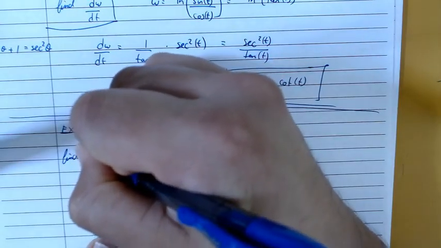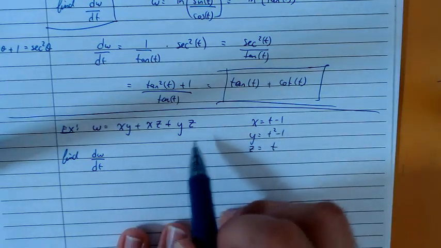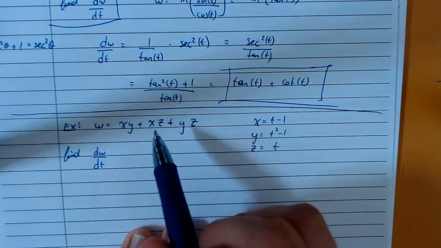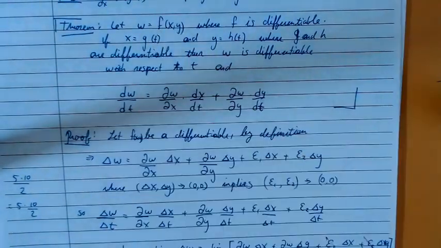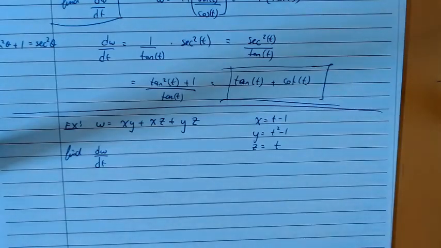Find dw/dt. Remember, you can either substitute this from the beginning and use the chain rule from Cal 1, or you can use the chain rule as we see here at the beginning of this theorem for a multivariable function. And both should give you the exact same answer. So go ahead and give this a try. Pause the video, go through this, and once you're done, go ahead and unpause and we'll confirm this together.